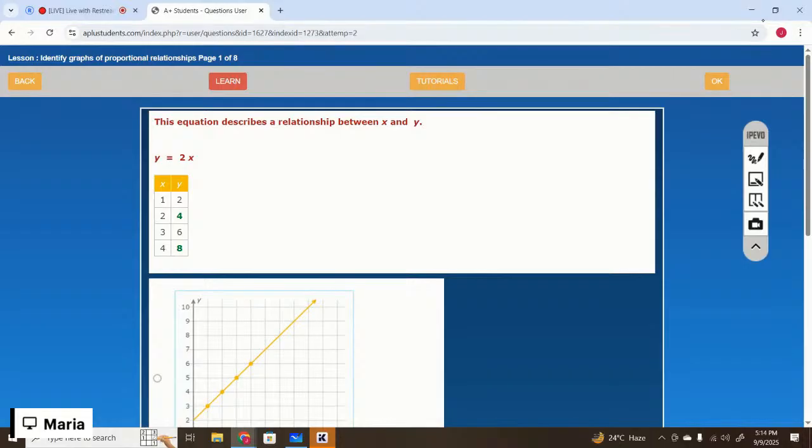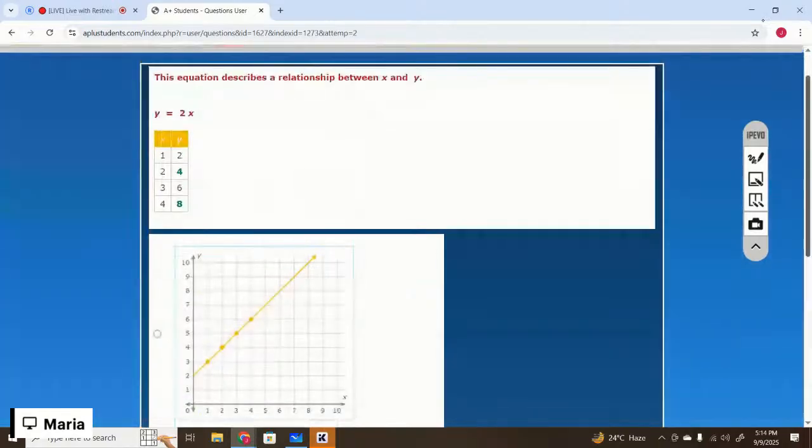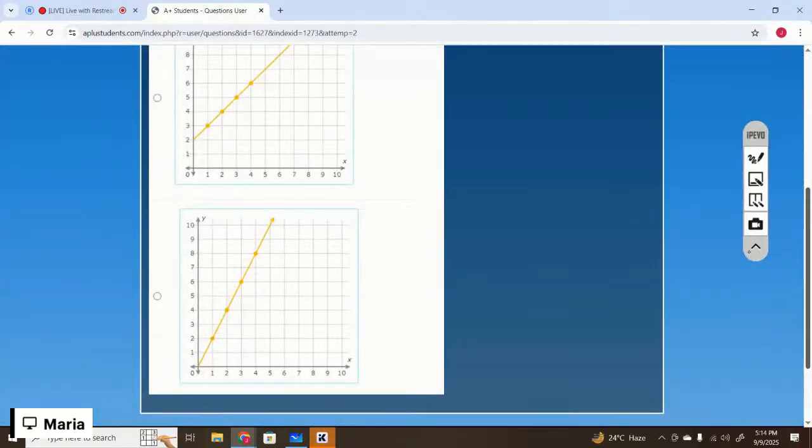So we are already given y equals 2x. We need to graph, just use the graph. So when x is 1, y is 2. When x is 3, y is 4. Basically you have to match the values with the graph, right? So option number 2 is the correct option.